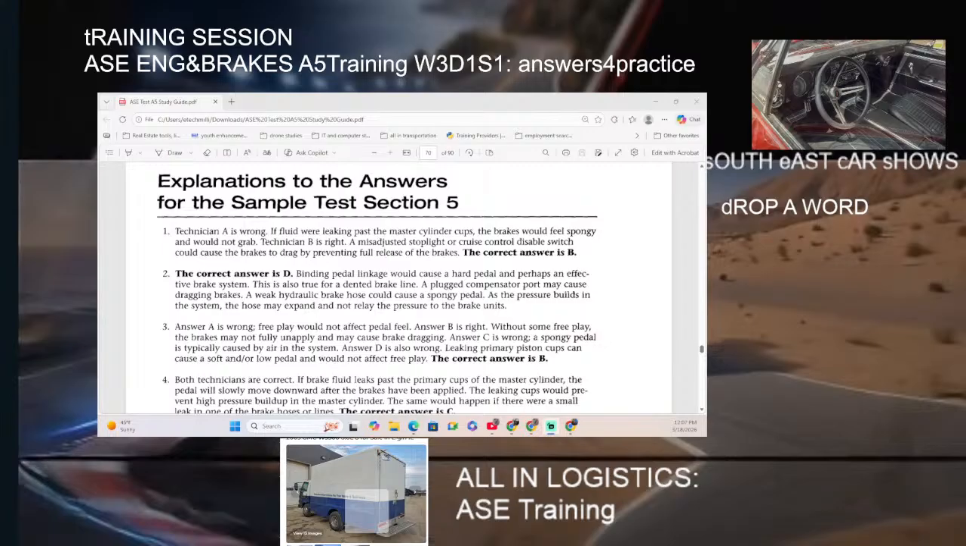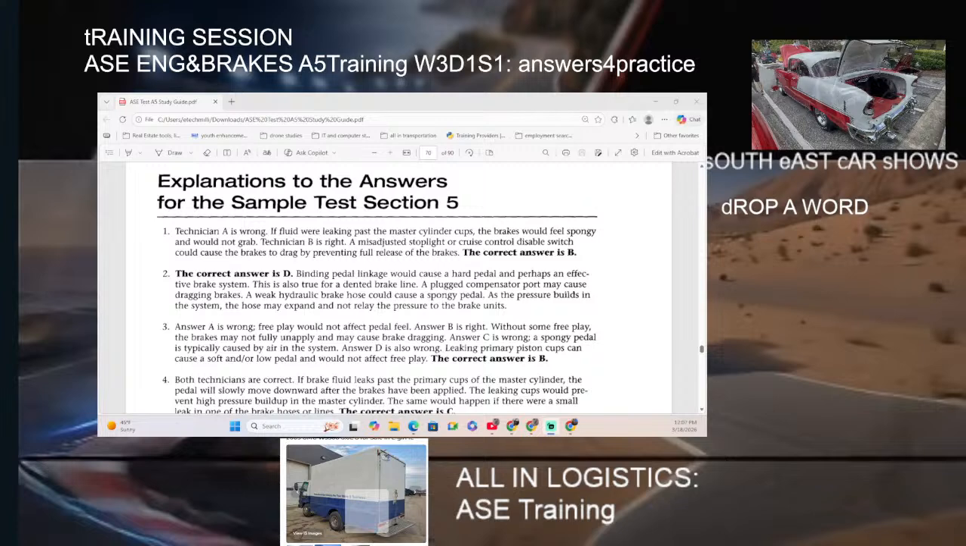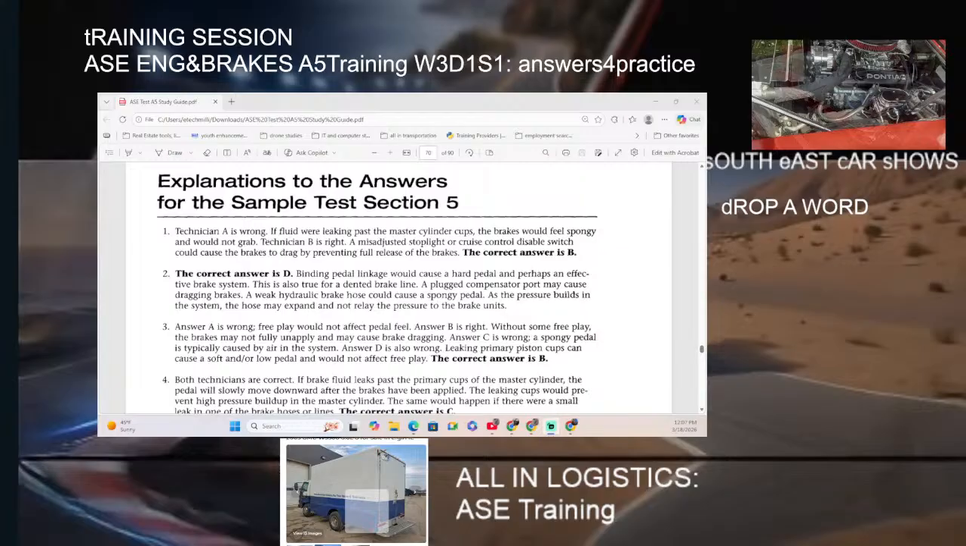2. The correct answer is D. Binding pedal linkage would cause a hard pedal and perhaps an ineffective brake system. This is also true for a dented brake line. A plugged compensator port may cause dragging brakes. A weak hydraulic brake hose could cause a spongy pedal. As the pressure builds in the system, the hose may expand and not relay the pressure to the brake units.